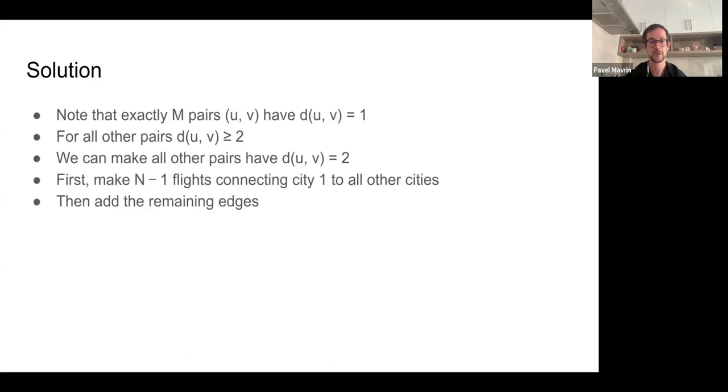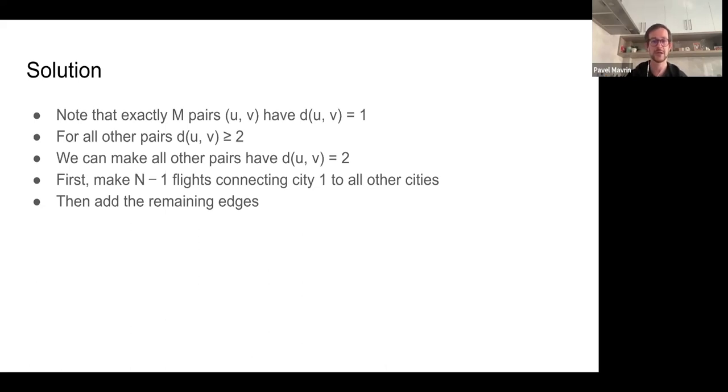So let's look at the distances. The distance may be 1 only if 2 cities are connected with a direct flight. So if we have a direct flight, then the distance is equal to 1. For every other pair that doesn't have a direct flight, the distance would be at least 2. And the idea of this problem is that you can actually make all other distances equal to 2. They're at least 2, but it's always possible to make them exactly 2.